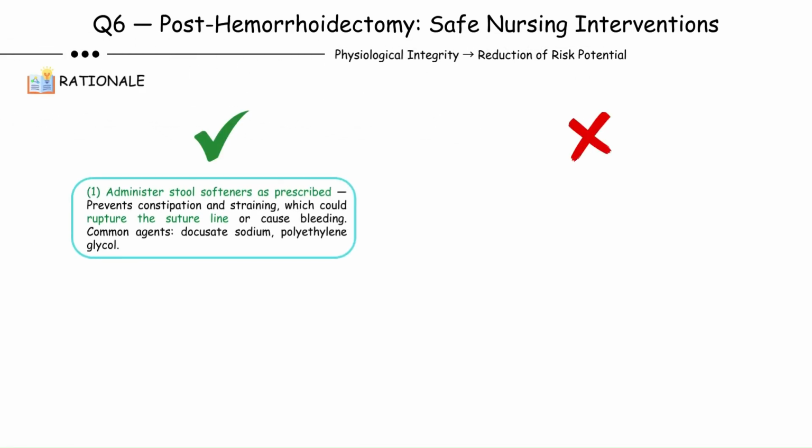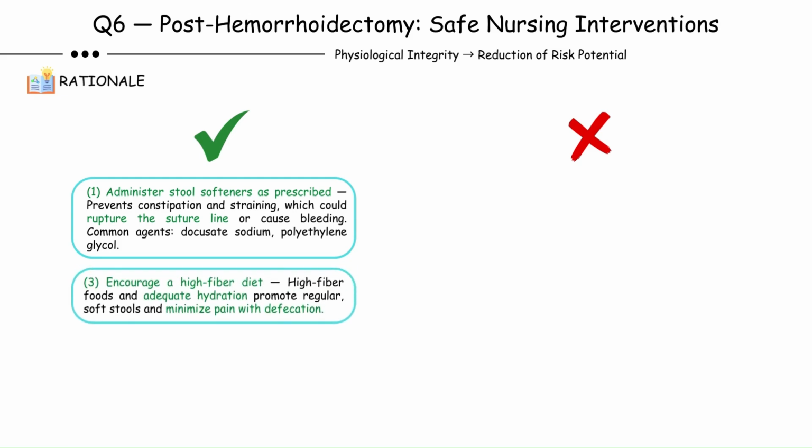Rationale. Option 1. Administering stool softeners is essential. After a hemorrhoidectomy, we want bowel movements to be soft and easy to pass so the client does not strain, tear the suture line, or trigger bleeding. Medications like docusate or polyethylene glycol help prevent constipation and protect the surgical site.